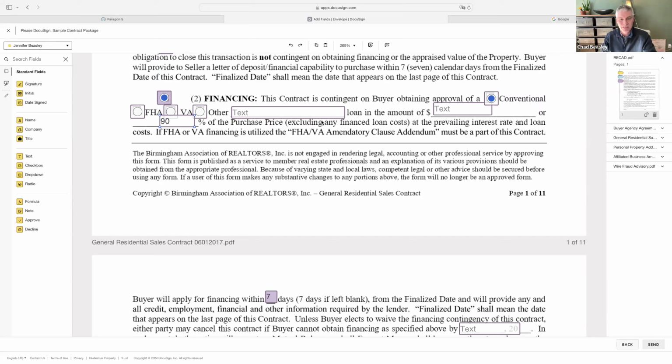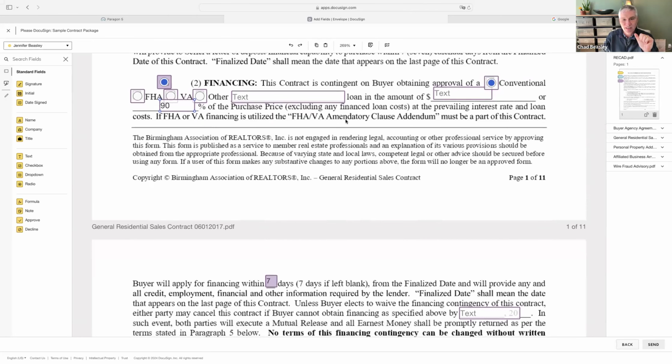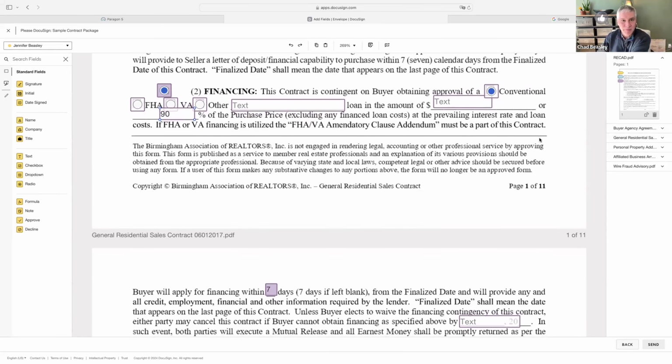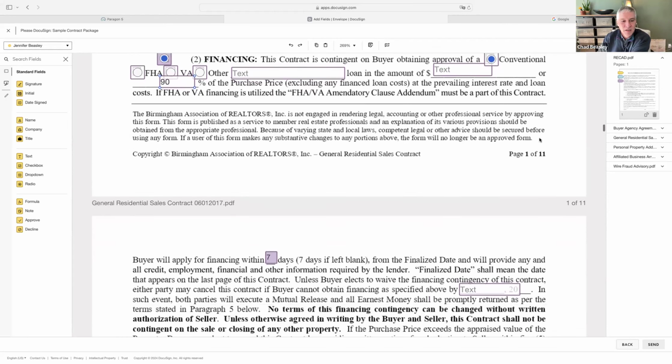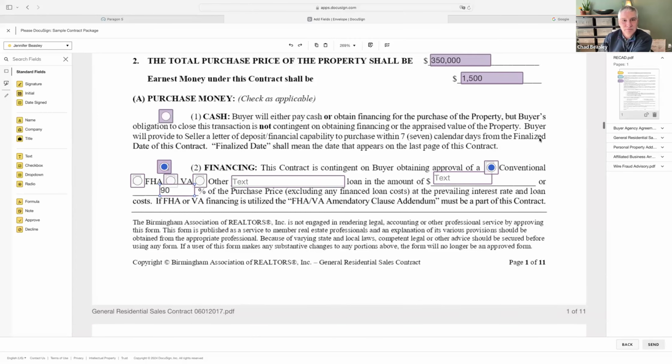They're putting 10% down. You don't put 10% there because that would mean they're putting 90% down. So loan amount is 90% of the purchase price, excluding any financed loan costs, at the prevailing interest rate and loan costs. If FHA or VA financing is utilized, the FHA VA amendatory clause addendum must be part of this contract. I didn't load that in here. If you're doing FHA or VA, there is an addendum that needs to go with it that basically just says that the house has to appraise for the purchase price. There is no obligation for them to buy the property if the appraisal is low and the seller won't come down. Any questions on those clauses at all? Okay.